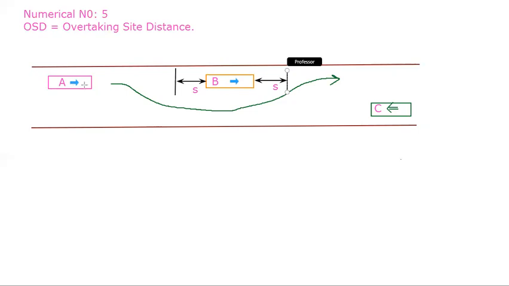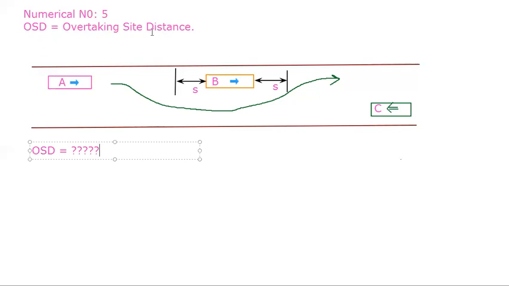Vehicle A needs to overtake vehicle B, and the intention is that it should not collide with vehicle C. There should not be a collision of vehicle A and vehicle C. Safely, it should overtake. That is the main intention. And that distance we have to find. We have to find the OSD. OSD means overtaking sight distance, that we need to find here. How much OSD is.